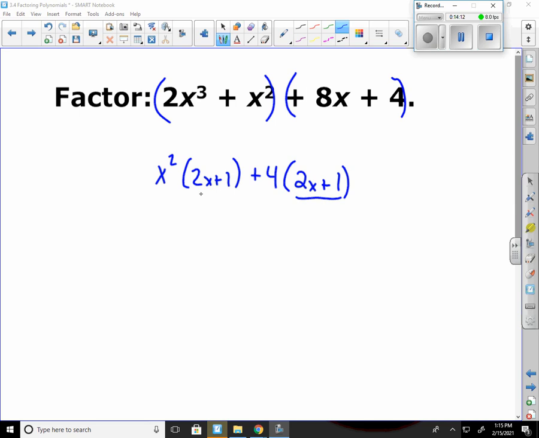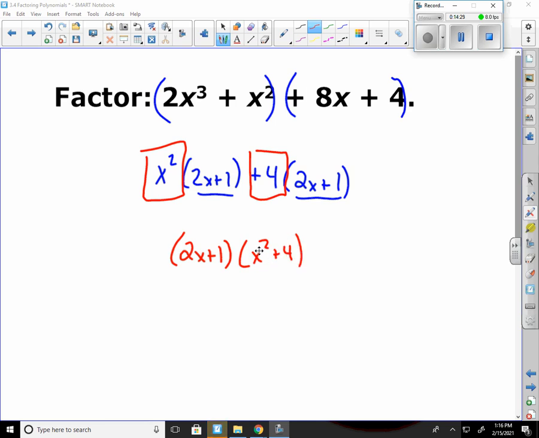Again, these are the same. Pull them out in front. These get grouped together. So this is 2x plus 1. And then this is x squared plus 4.